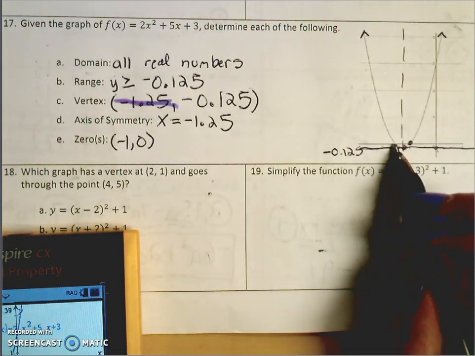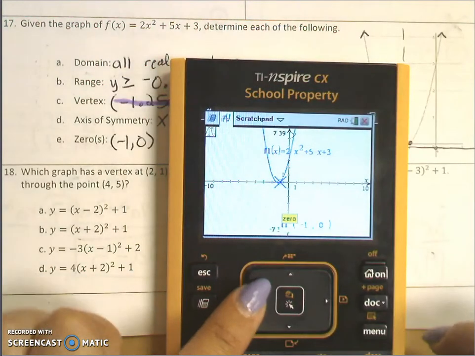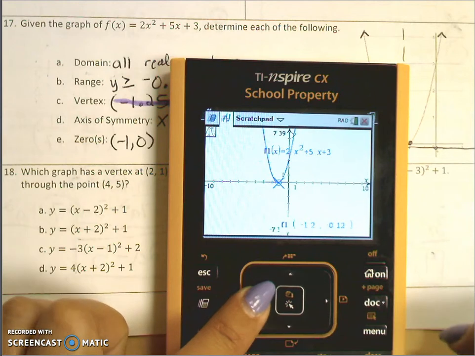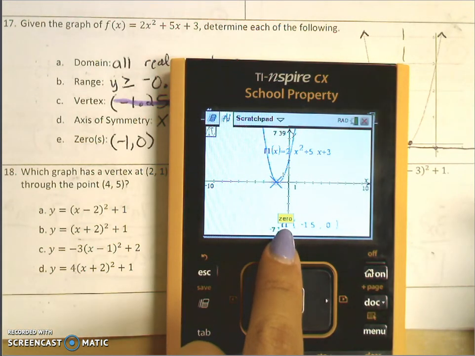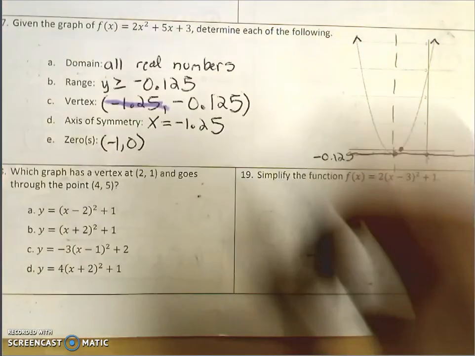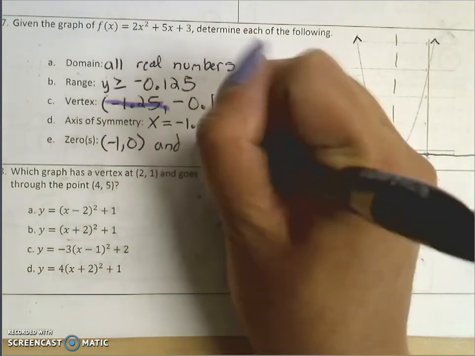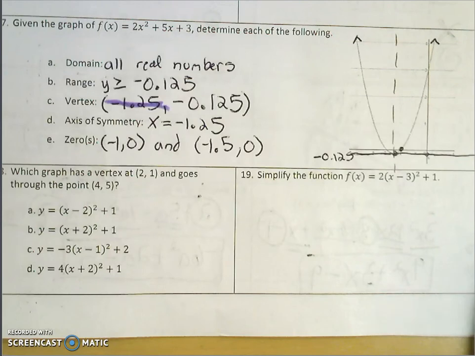So now I need to find out what this other point is. So if I keep pressing the left button, it's going to tell me my next zero, because it says 0 right there, is negative 1.5, comma 0. And there you go.